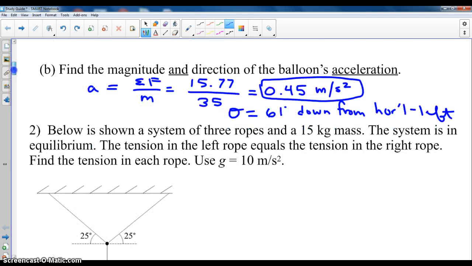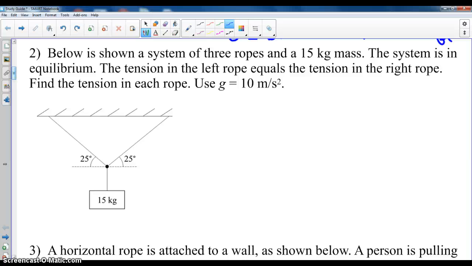Next problem. Below is shown a system of 3 ropes and a 15 kilogram mass. The system is in equilibrium, so probably not moving. There's no way it could have constant velocity, so when they say equilibrium, we know they mean it's at rest. The tension in the left rope, let's draw it, T, is equal to the tension in the right rope, so this is the same T. We don't need to distinguish T1 from T2, they're the same.